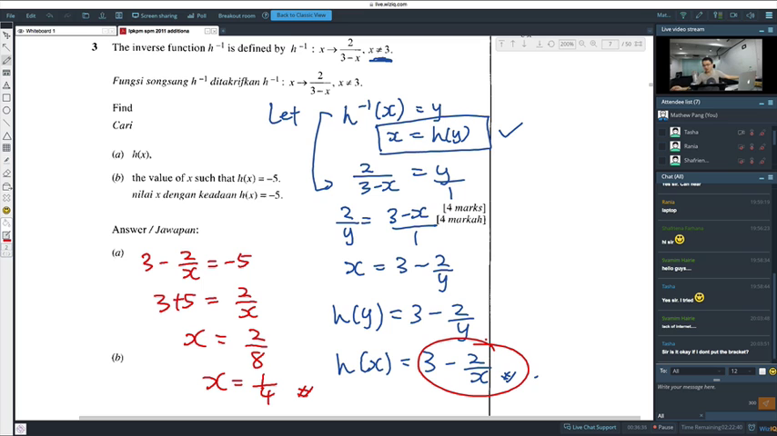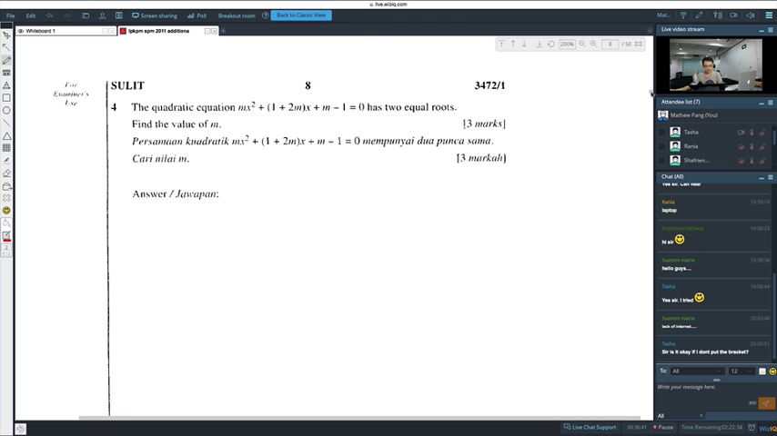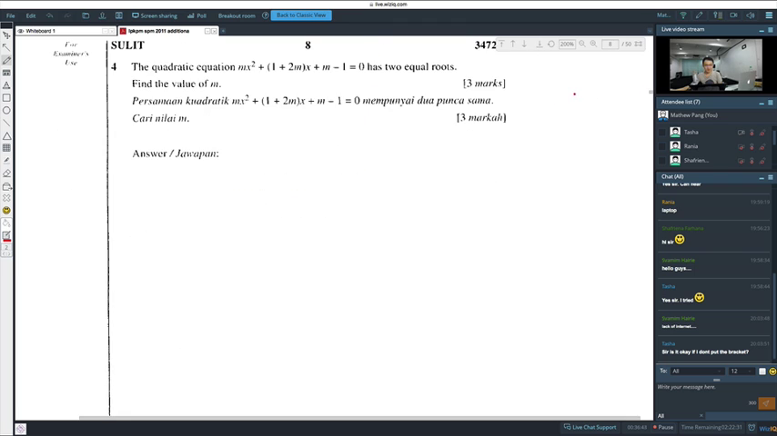Okay, if you have no question, let me move on to number 4. The quadratic equation.